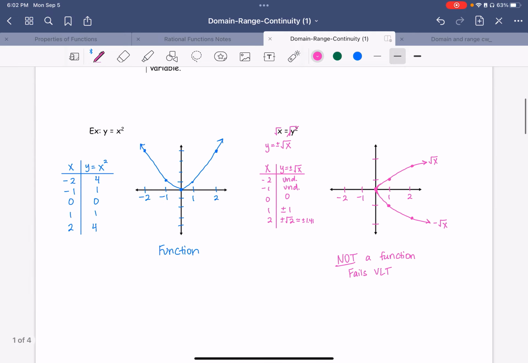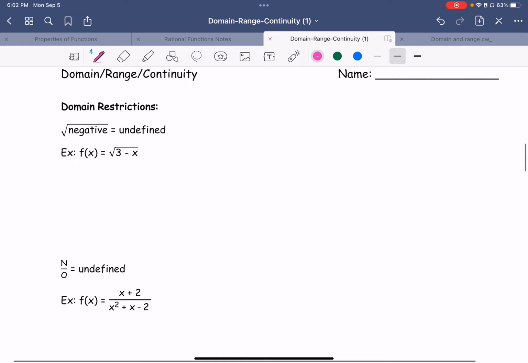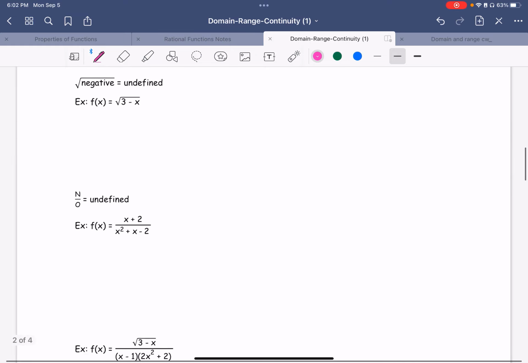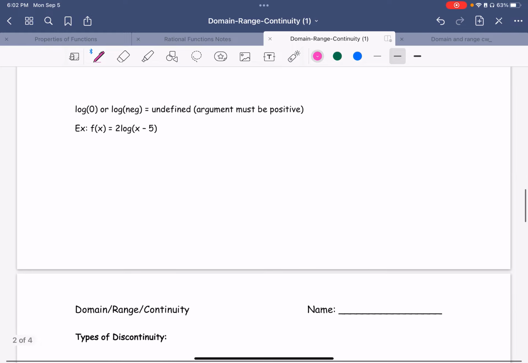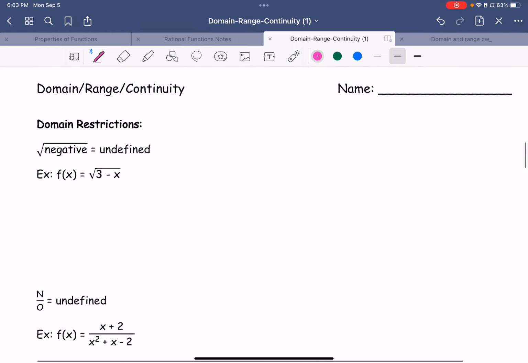Okay, so we'll be moving on now to domain restrictions. We're going to cover a few different types of graphs here. We're going to start off with the square root function, then we're going to do rational, and then finally we're going to do logarithms. So these are the most common types of domain restrictions. So we'll start off with the square root. You know this is a square root function because it has the square root in front of it. And as you can see here, if you have a negative number under the square root, it will come out as undefined, which is what I had said earlier.